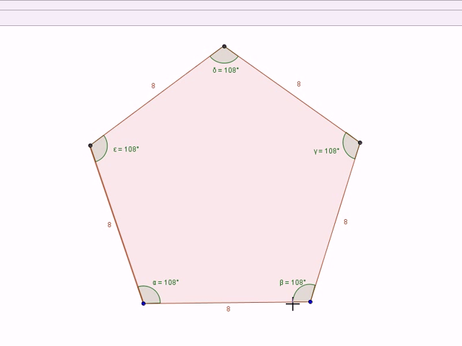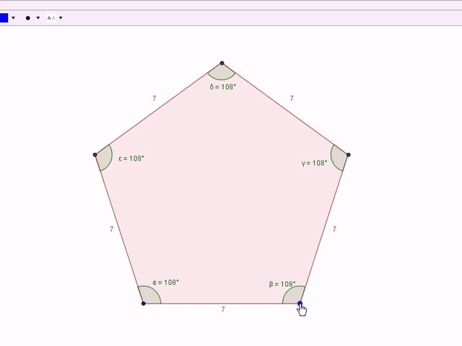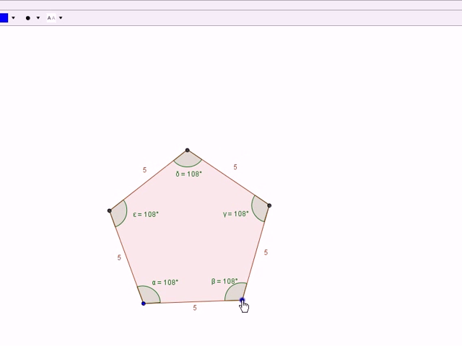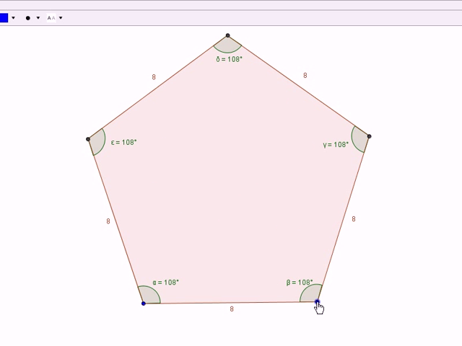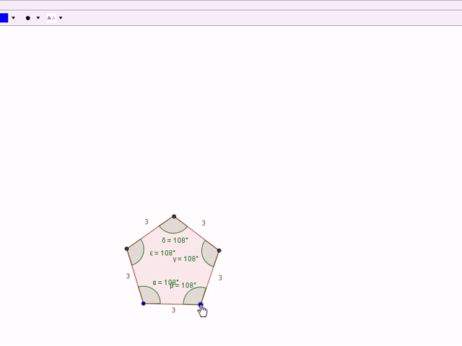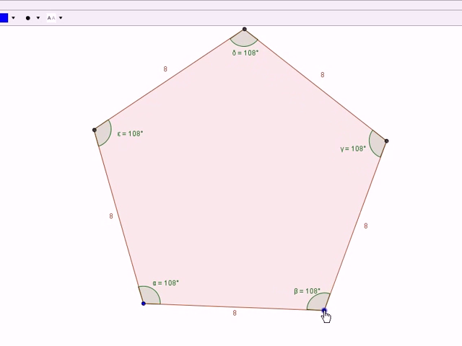What's kind of cool about this program is that I could change the size of this by grabbing this point, and watch, I can make it smaller, but does that change the value of the angles? Look, the sides change. Remember what they were before? I think they were 8 before. And as I make it smaller, the sides are now 3, but look what happens to the angles. They don't change at all.